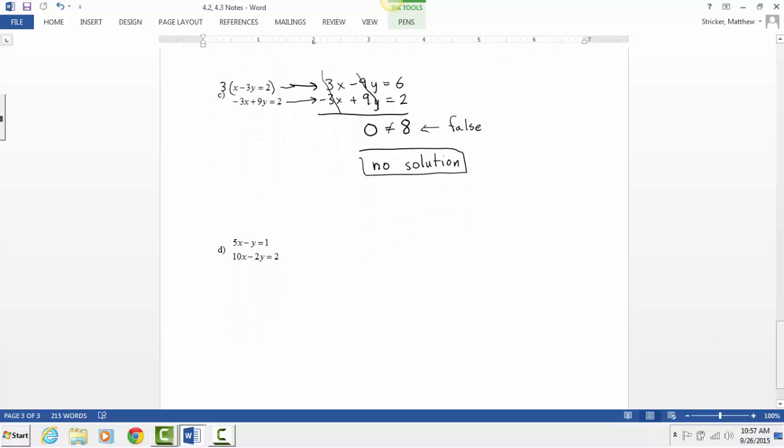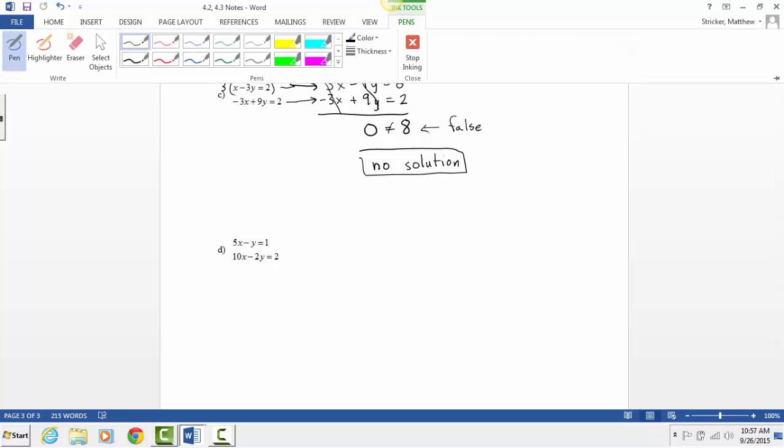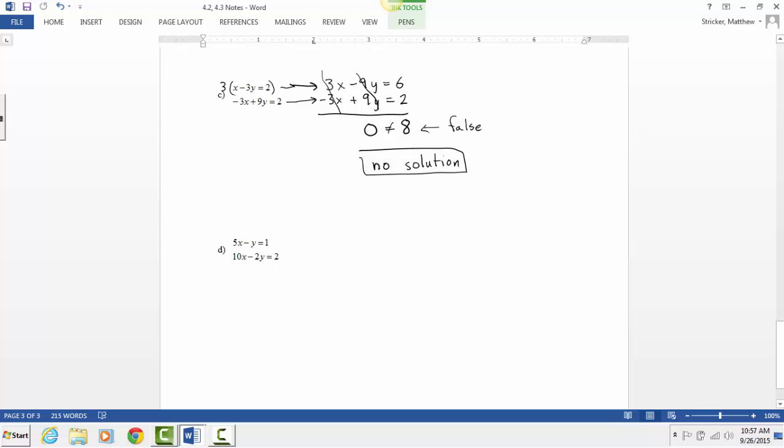We have one more example here. Again, if I add right away, nothing is going to happen with these two equations. There's going to be nothing eliminated. But if I wanted to eliminate, say, the x's again, I would need to multiply the top equation by what? By negative 2, because that'll make it negative 10x, which is the opposite of positive 10x. So if I multiply the top equation by negative 2, I get negative 10x plus 2y equals negative 2. Bottom equation we don't need to change, just stays 10x minus 2y equals 2.